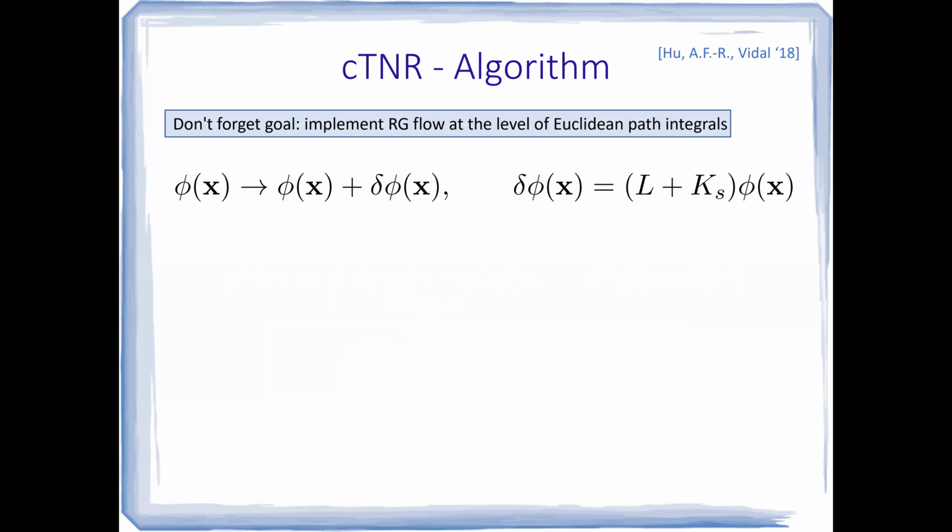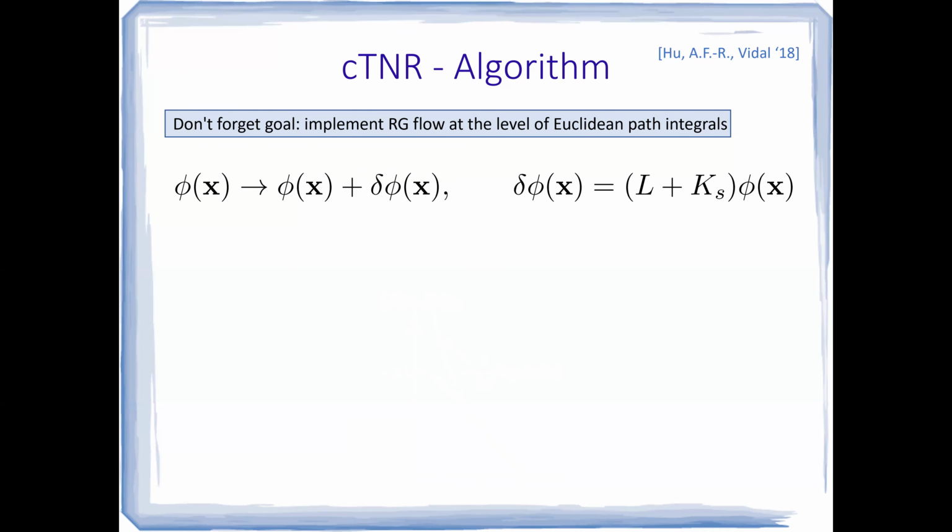So after all these ramblings of mine, do not forget what our actual goal was, which was implementing the RG flow, implementing a scale transformation, or a coarse-graining transformation, better said, at the level of Euclidean path integrals. Remember that previously, in the lattice, we were doing local rearrangements of degrees of freedom. So what we're going to do now is define, in the continuum, so infinitesimally, a transformation of the field that is going to play the same role.